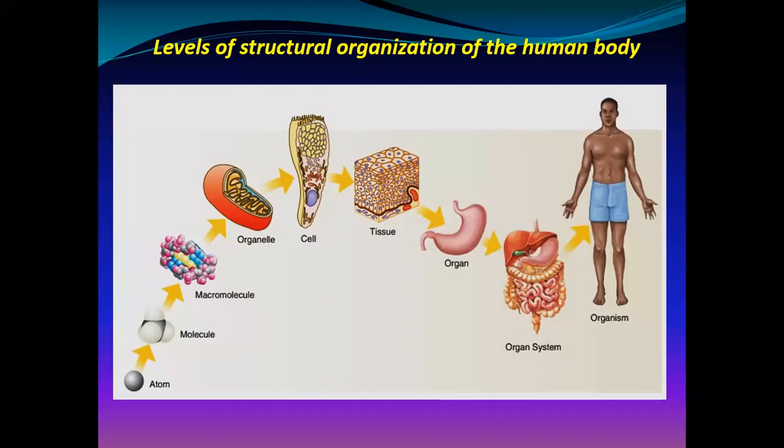The macromolecules lead to the formation of organelles, and then organelles combine together, enclosed by a plasma membrane, and form the cells. Cells together form the tissues, tissues form the organs, organs form the organ systems, and then finally the organism. So this is the organizational structure of the human body, starting from the atom and finally ending up as the human body at the organism level.